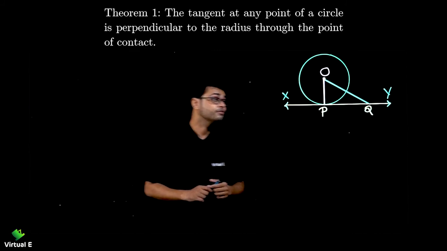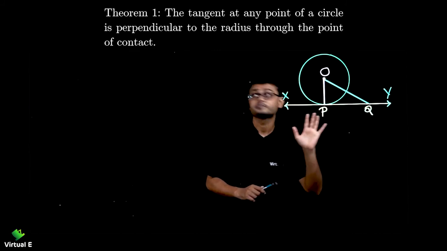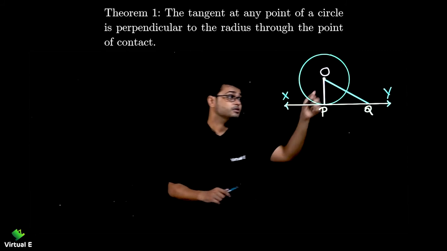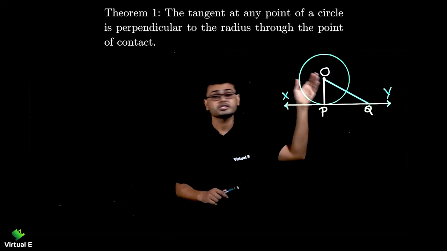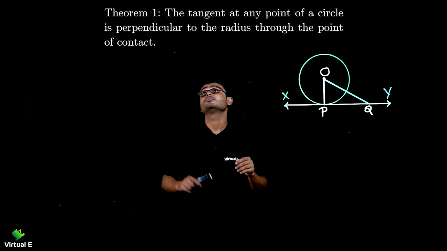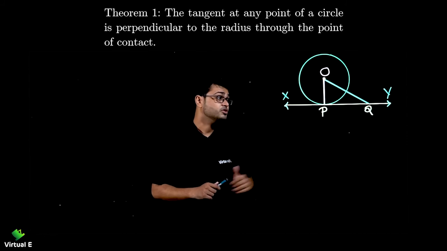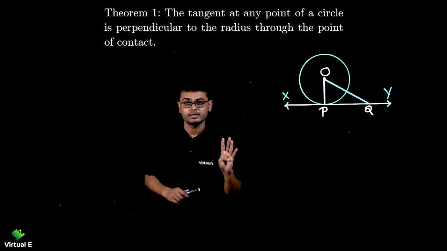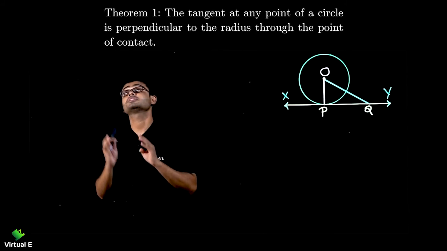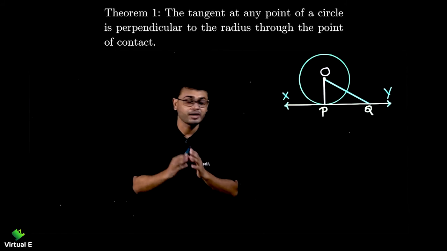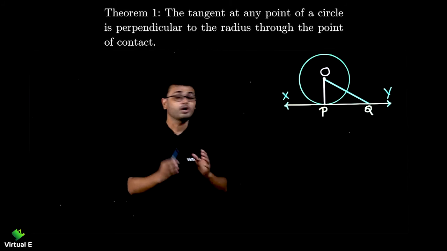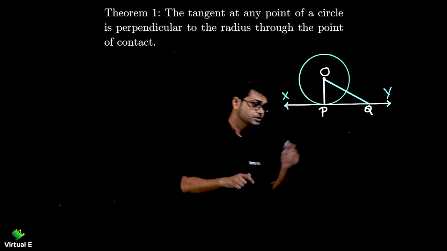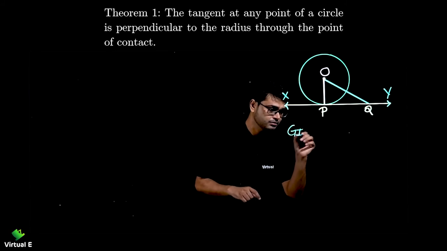So we need to prove that it is 90 degrees. How? Perpendicular to the radius, right? So this is the radius. OP is the radius, O is the center, through the point of contact. Okay, so point of contact, radius, tangent, perpendicular. These are the words which are being used in the first theorem. Let's learn one by one. So first of all, let's start with what information we have, which is already given in the theorem. So let's start with the given.